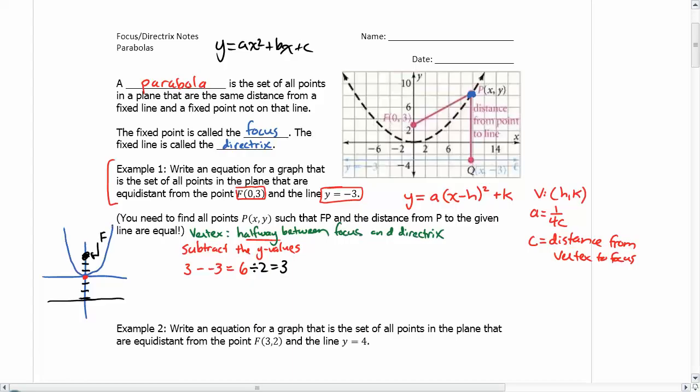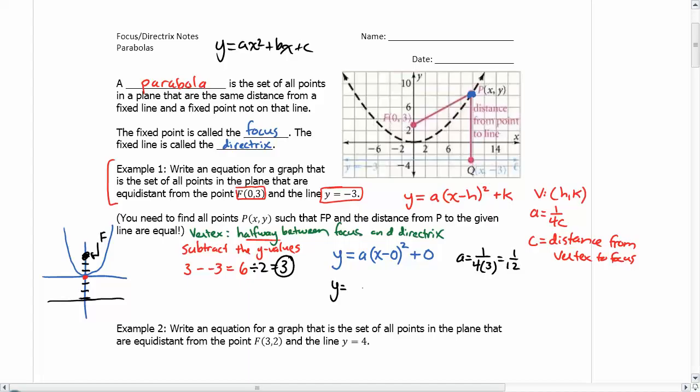Our parabola opens upwards because it always is going to catch that focus. So we can actually write out most of this equation. y equals a times (x minus 0, the x value from the vertex) squared plus 0, that's the y value from the vertex. Now, a is 1/4c, where c is the distance between your focus and your vertex. We got that distance right here, 3. So a is 1/4 times 3, or 1/12.